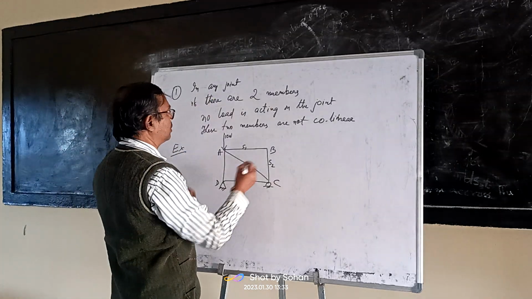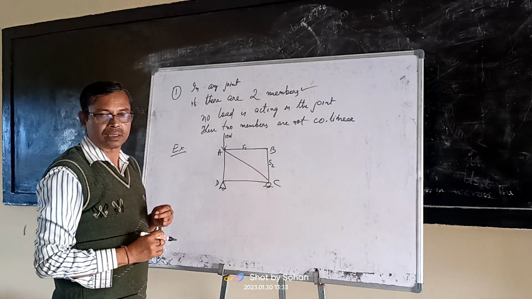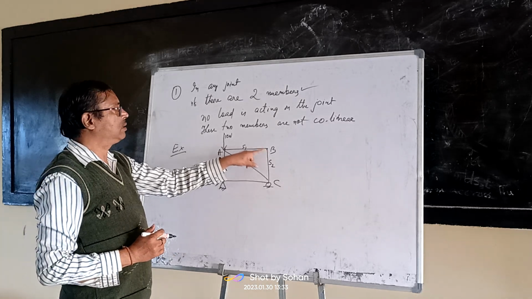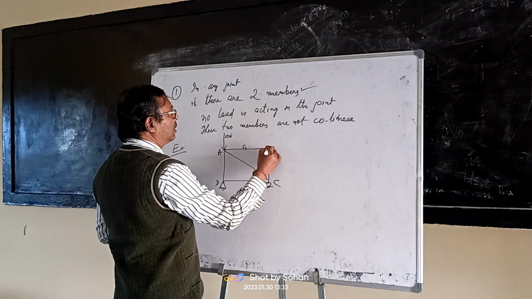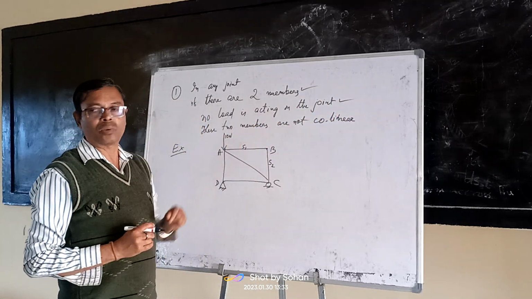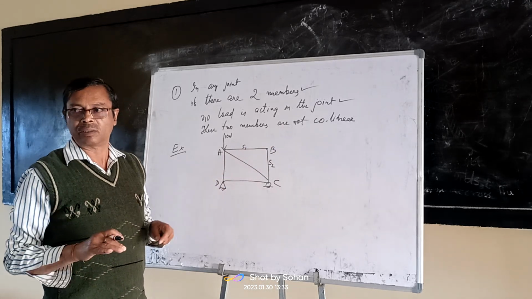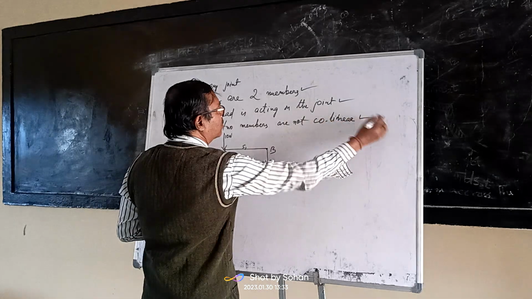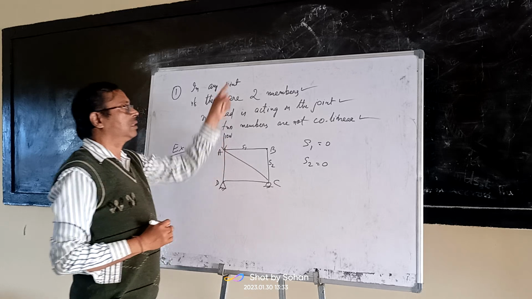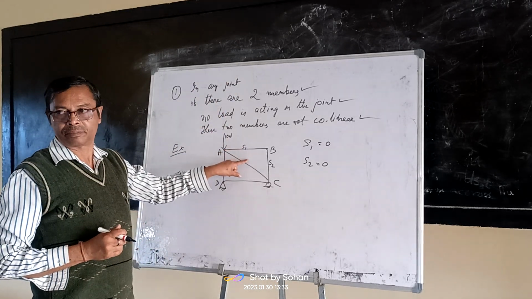In any joint of a truss, suppose we go to this joint B. How many members? There are two members, so this condition is satisfied. Another, no load is acting on the joint. Is there any load? No, there is zero load, so the second condition is also satisfied. And these two members are not collinear, meaning they are not acting on the same line. So this condition is also satisfied. So definitely S1 will be 0 and S2 will be 0. So this is the first condition for the force in a member of a truss to be 0.